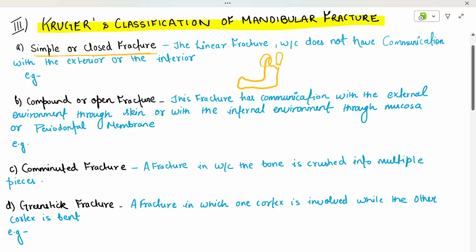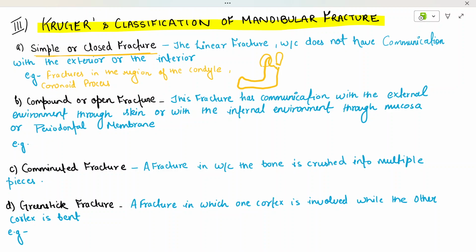So let me write down here under the example. Simple or closed fracture consists of fractures in the region of the condyle, or we can say the coronoid process. These types of fractures are the simple or closed type of fracture.